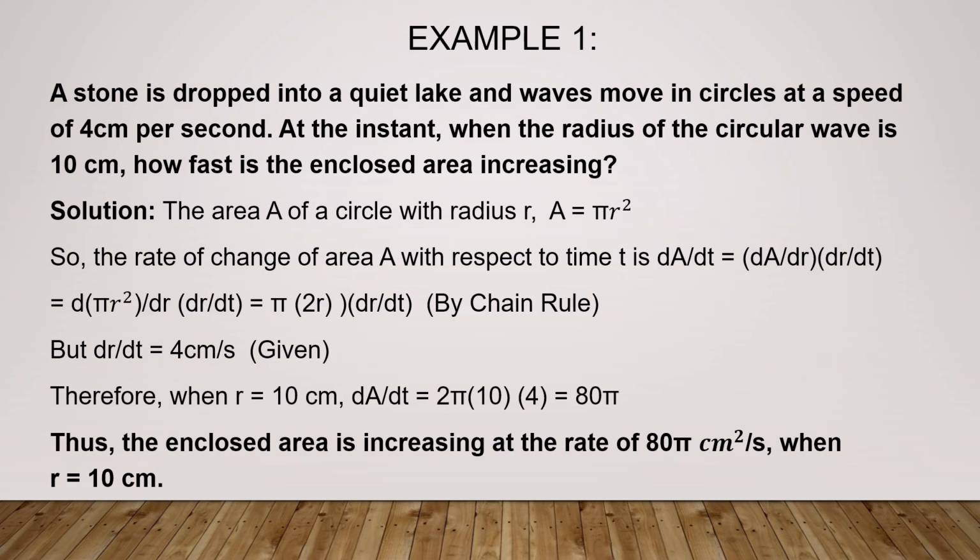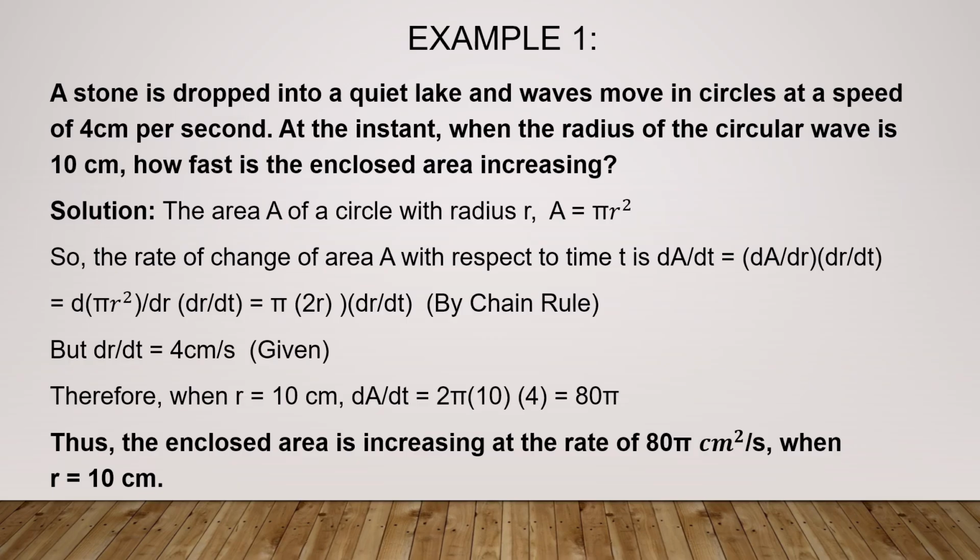Okay, we start with the examples. So now the whole concept of maxima minima will become clear. A stone is dropped into a quiet lake and waves move in circles at a speed of 4 cm per second. At the instant when the radius of the circular wave is 10 cm, how fast is the enclosed area increasing?